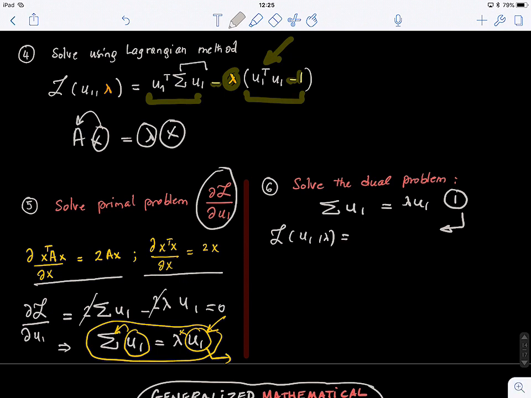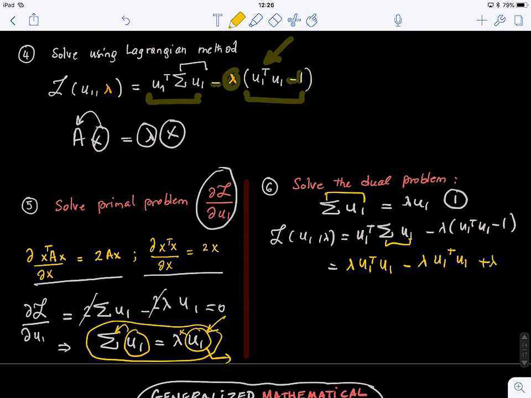Let me just write it down. Here, this is the original Lagrangian: U1 transpose sigma U1 minus lambda times (U1 transpose U1 minus 1). Here, basically, I replace the sigma U1 with lambda U1. So I get lambda U1 transpose U1, and then minus lambda U1 transpose U1 plus lambda. So this disappears, and the dual Lagrangian is equal to lambda.